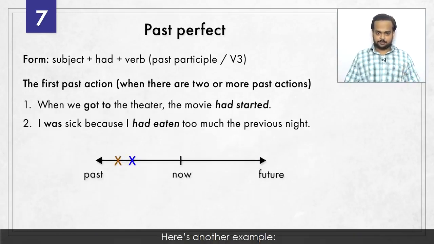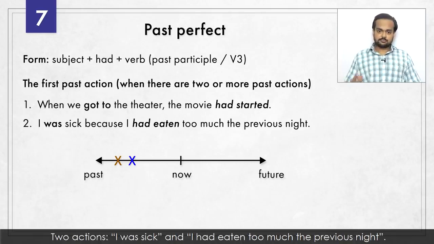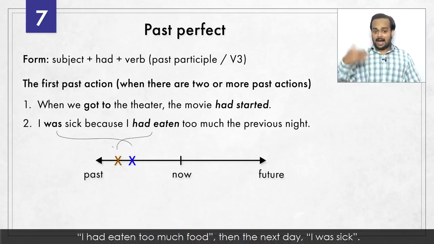Here's another example. I was sick because I had eaten too much the previous night. Two actions. I was sick and I had eaten too much the previous night. Which happened first? I had eaten too much food, and then the next day I was sick.